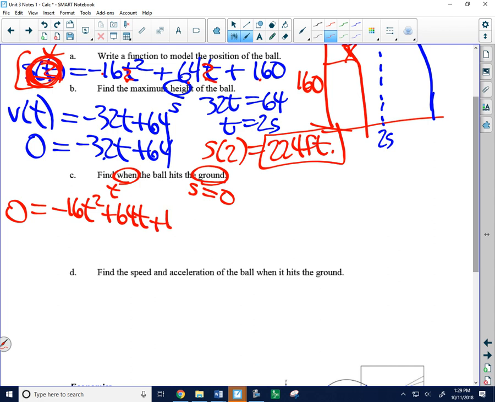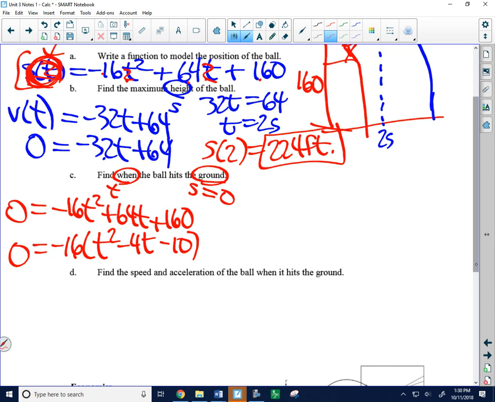T plus 160. So setting my original position equal to 0. Let's see, factor out a negative 16. T squared, it'll be negative 16 into 64 will be negative 4 with the t. And then 160 divided by negative 16 is negative 10.